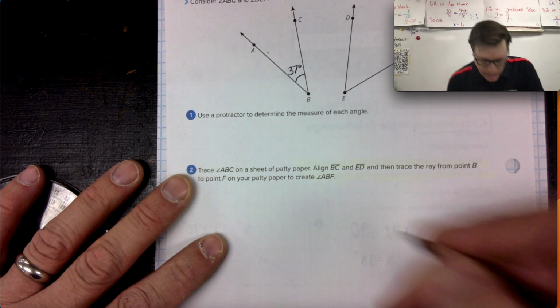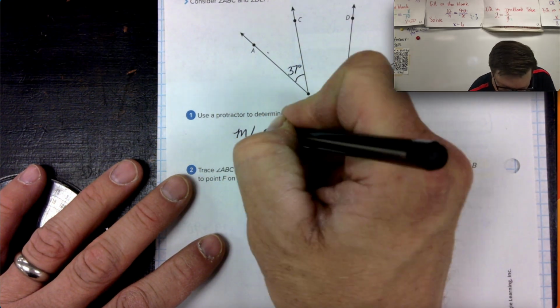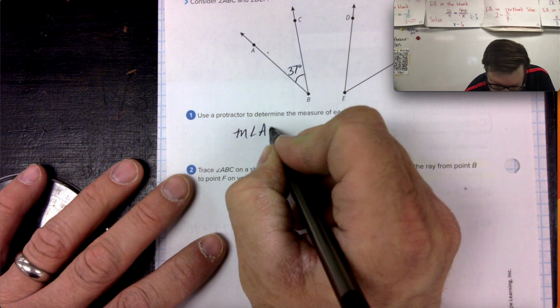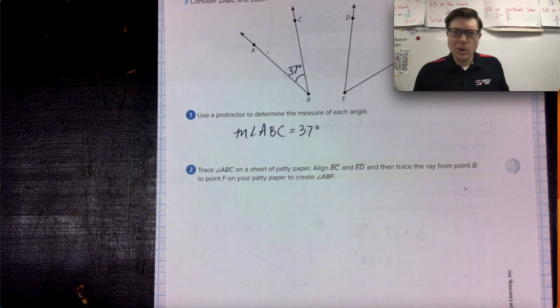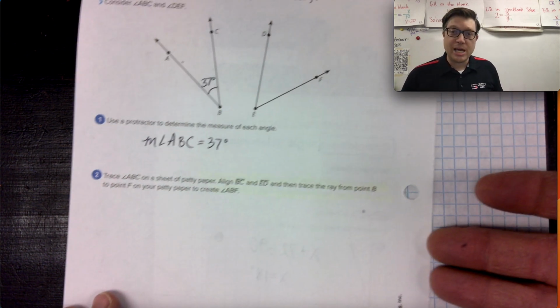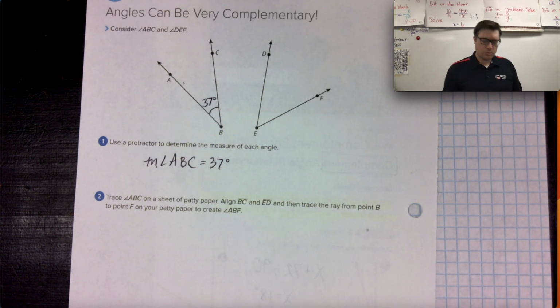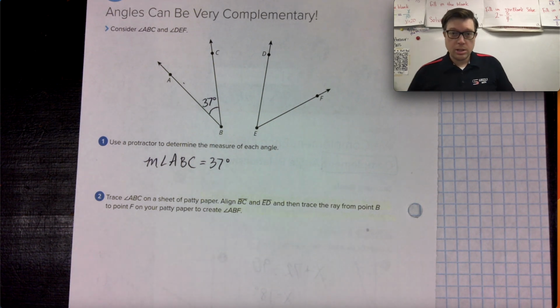I'm going to put that in there. And I'm also going to write it over here. The measure of angle ABC, B goes second because it's the middle, is 37 degrees. Why don't you do the same for angle DEF? Go ahead and pause, measure, and then resume.